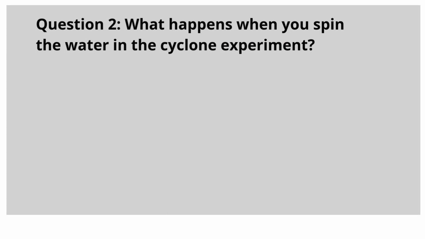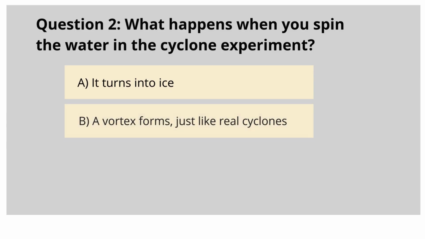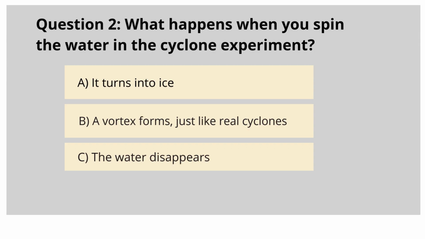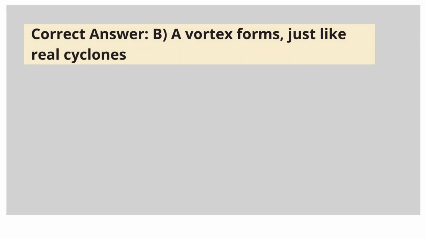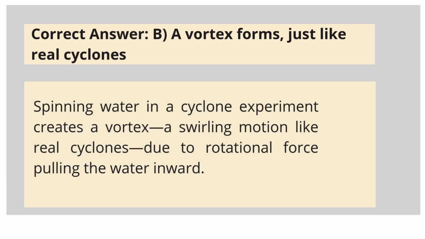Question 2. What happens when you spin the water in the cyclone experiment? A. It turns into ice. B. A vortex forms, just like real cyclones. C. The water disappears. D. The container breaks due to spinning. Correct answer, B. A vortex forms, just like real cyclones. Spinning water in a cyclone experiment creates a vortex, a swirling motion like real cyclones, due to rotational force pulling the water inward.